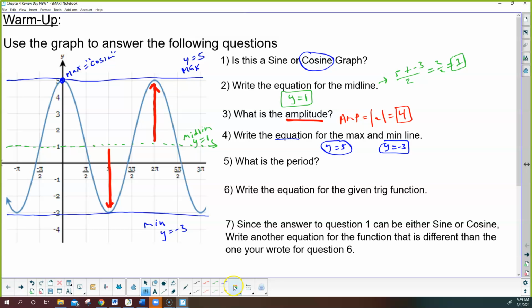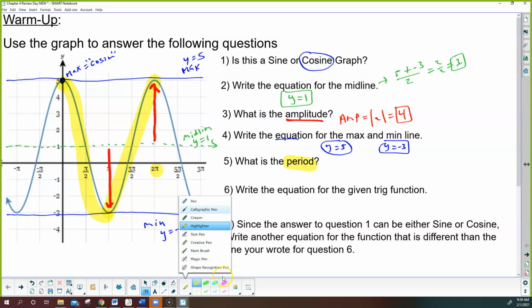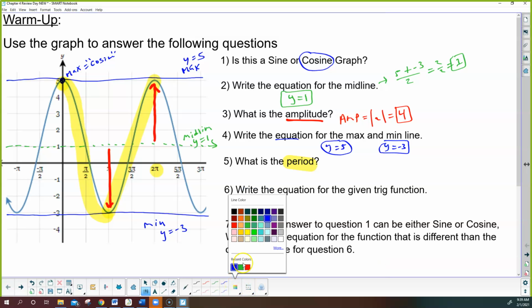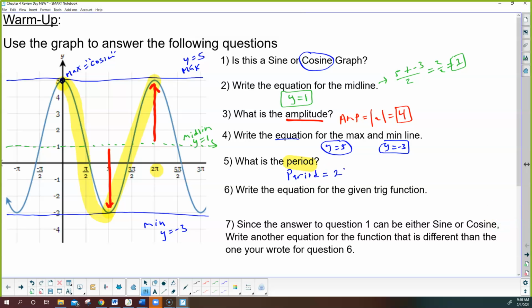All right, the period. What do we have to know about the period length? Well, the period length is how long does it take to complete one full cycle. So if I start at the max, how long does it take to get back to the maximum? And that's where you check your x's. I went from 0 to 2 pi. So here the period is equal to 2 pi.